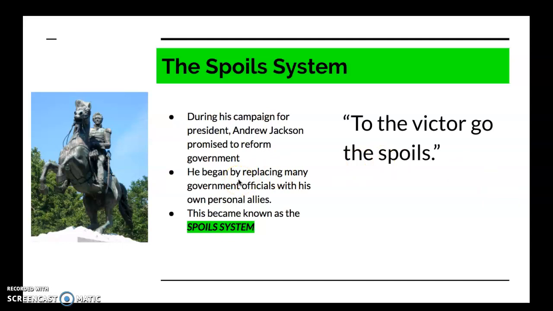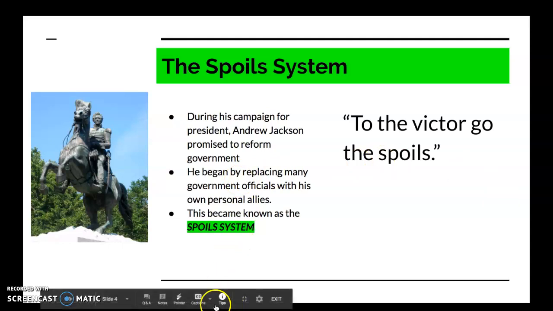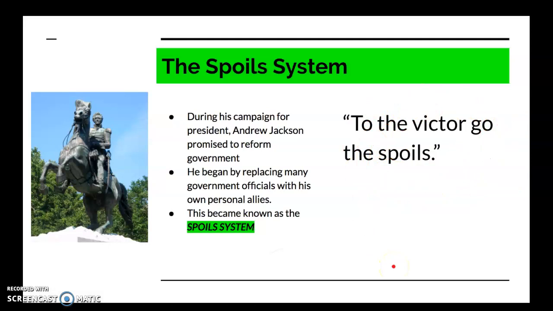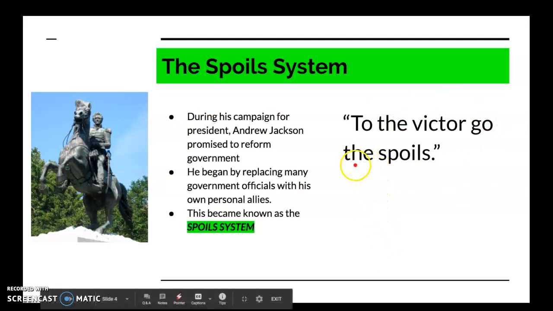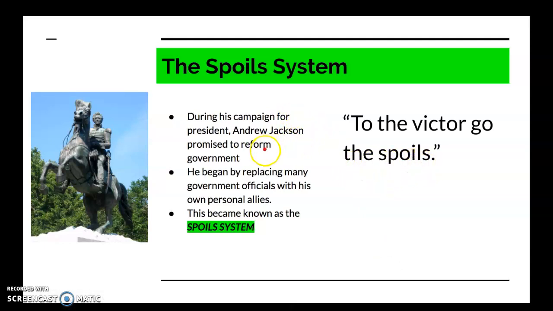So the spoils system. I'm guessing that some of you have heard this phrase before. To the victor go the spoils, or to the victor belong the spoils. Andrew Jackson applied that to his staffing and his hiring of all kinds of government offices. So during his campaign, Andrew Jackson promised to reform the government. So he began by replacing many government officials with his own personal allies. This became the spoils system.